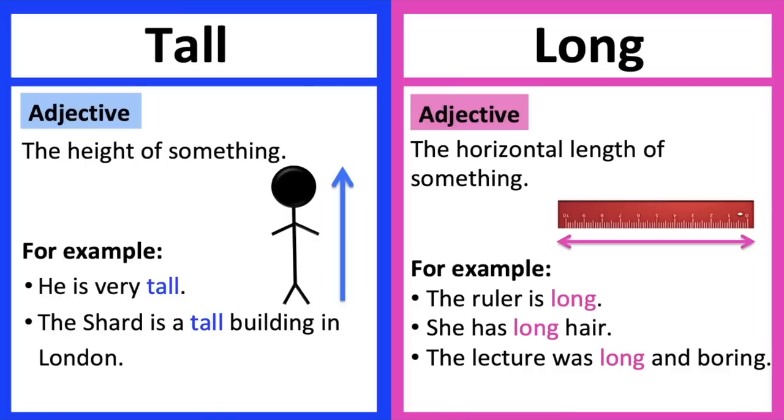The antonym of both words is short. This often confuses students. However, short can refer to both the vertical and the horizontal length of something. So I can say that the man is short and the ruler is short.